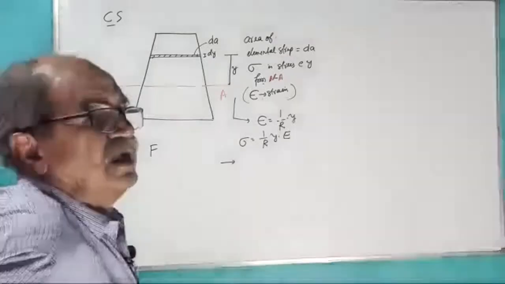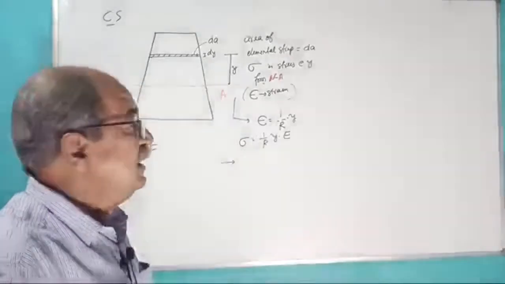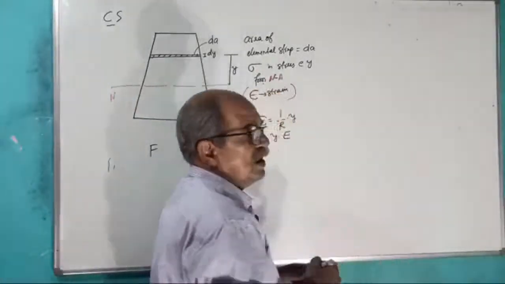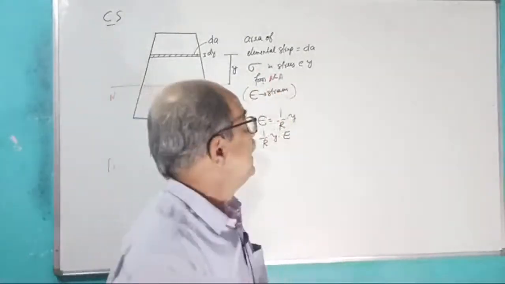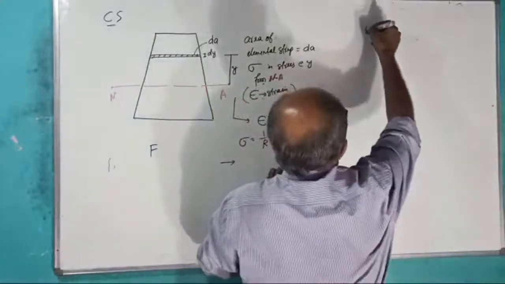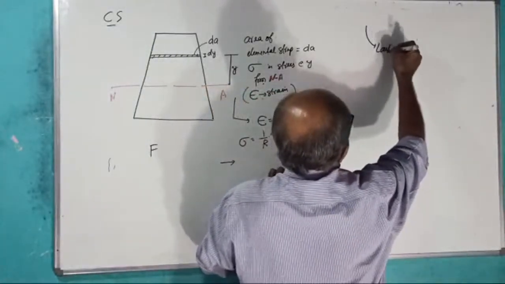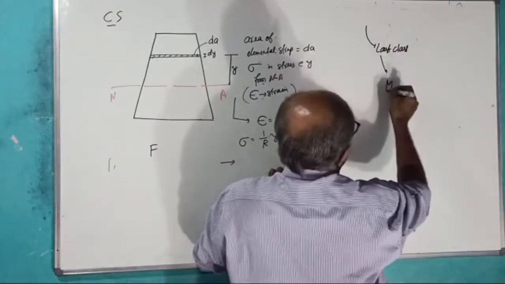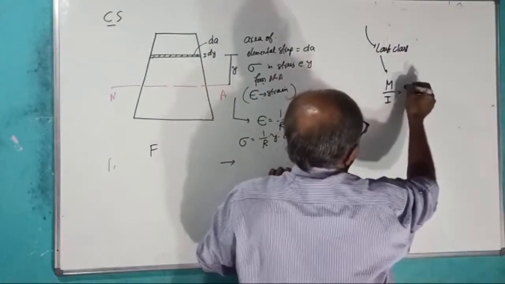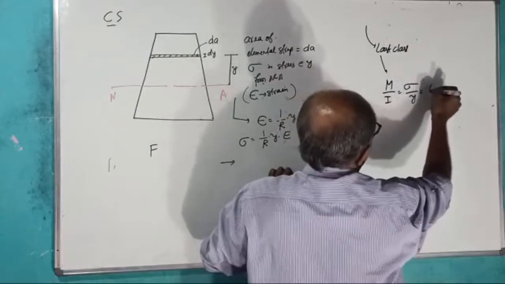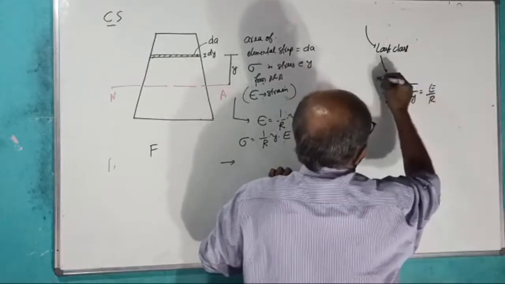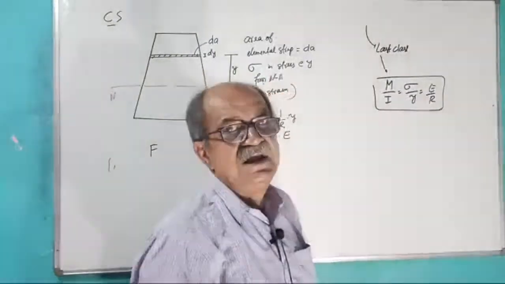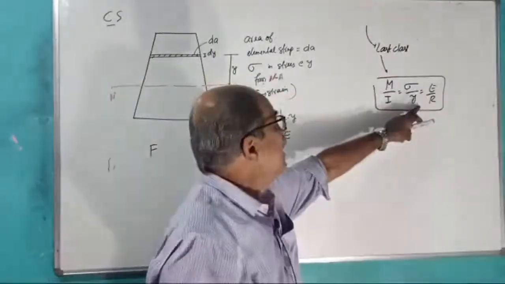Now, see, last time we established the relation. Those who are serious should make all the fair copy. I told about it last class. Last class, we concluded by writing M by I equal to sigma by y equal to E by R. Correct? I have not given much more explanation. I just got the equation. That's all. I stopped there.